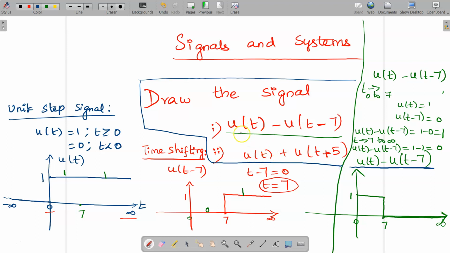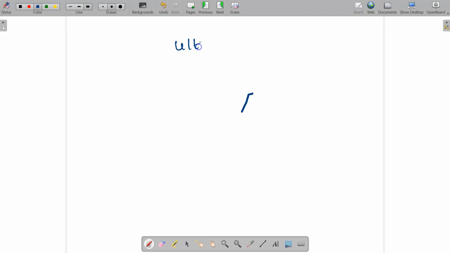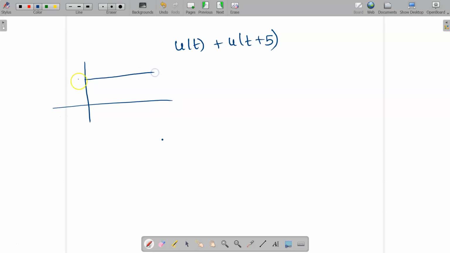So our first question we have completed, the second question is nothing but u of t plus u of t plus 5. So that we are going to do. Again, using the same logic we can complete this also. What is u of t? U of t is 1 for 0 to infinity.